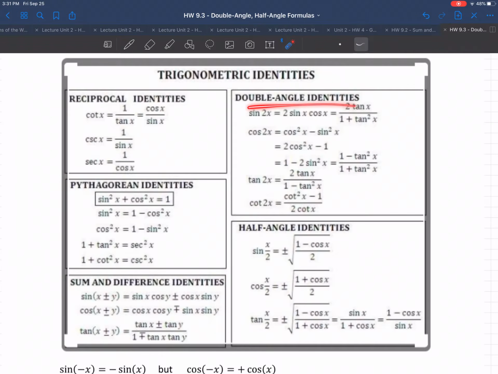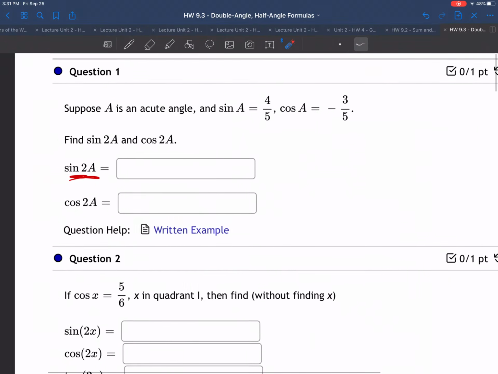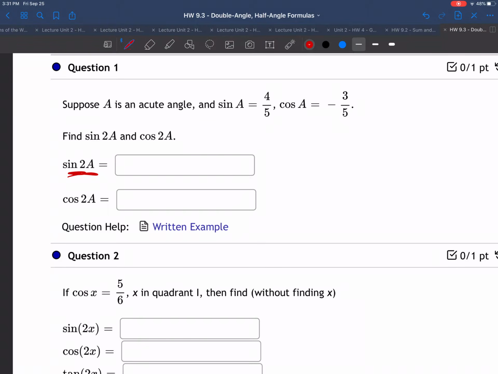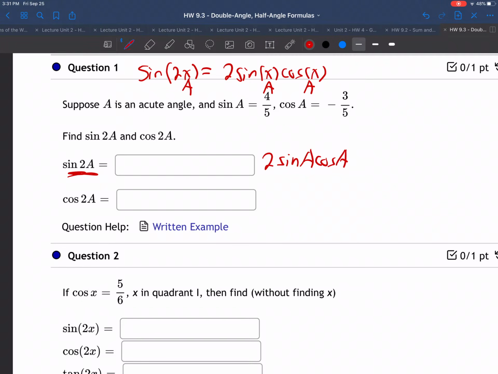The double angle identities: sine of 2x is 2 sine cosine. Here's another version, but we really just want to deal with this one. So let's take a look. This is going to be 2 sine of a cosine of a. Makes sense, right? Up here I'll write the formula. Sine of 2x is 2 sine x cosine x. So if that becomes an a, then the x just becomes an a.